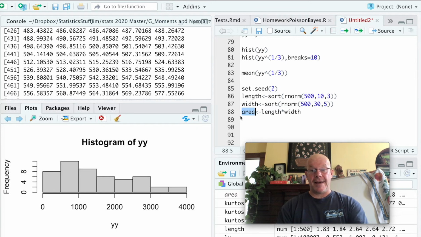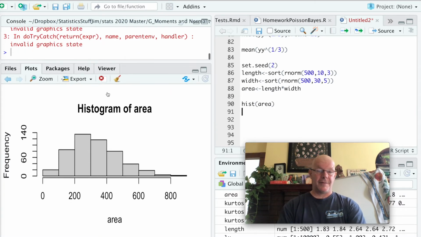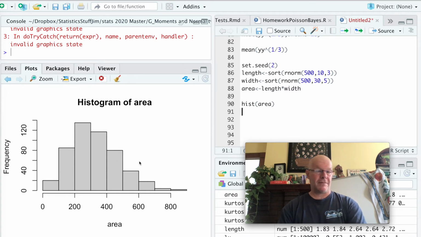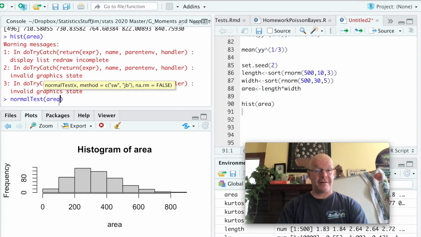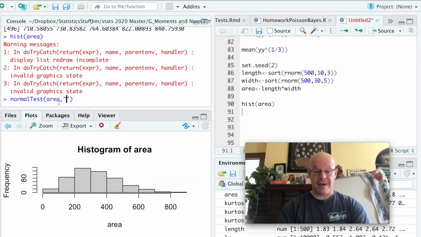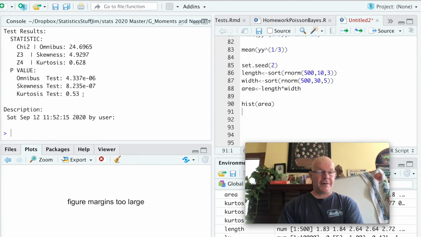And let's go ahead and take a look at our data, because the first thing that we would want to do is a little exploratory data analysis and say, well, what the heck does our data actually look like? And we look at that and we're like, that looks a little skewed right to me. I mean, we could even say, well, what does D'Agostino tell us? We could say normal test of our areas, and the method is DA. And then we look at this and it's like, well, we look like we're okay with kurtosis. Skewness seems to be a little bit of a problem. And overall, based upon our DA test, it really wants us to reject normality.